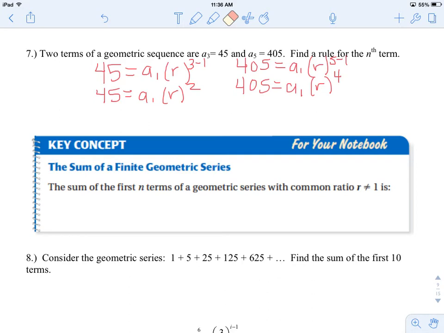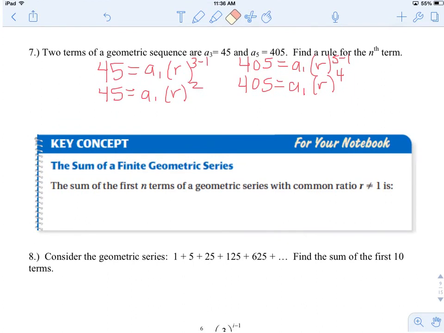To solve this system, I'm going to need to use some substitution. So I'm going to solve this first equation for a sub 1. I'm going to divide both sides by the r squared so that a sub 1 equals 45 divided by r squared. Now I'm only allowed to do this assuming r squared is not 0 because I can't divide by 0. But I know that r squared can't be 0 because I've got terms that aren't 0 beyond the third term.